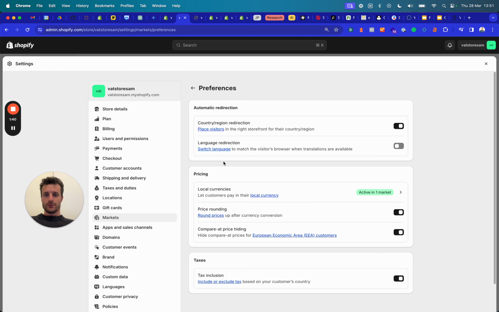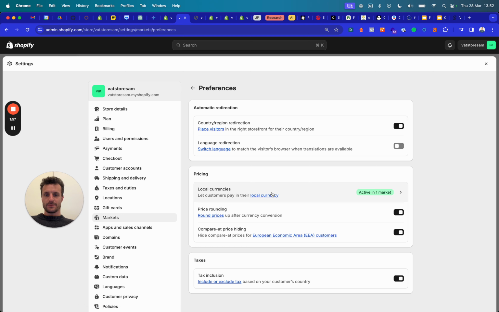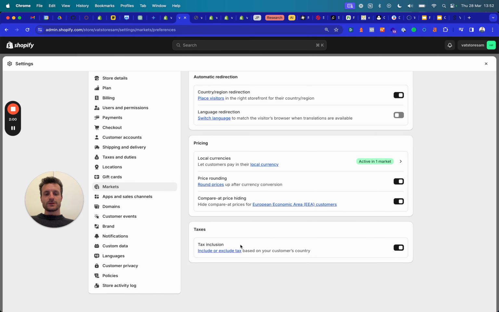So if we just click through, we see that we have actually implemented this setting. So taxes inclusion, exclude taxes based on customer's country. This is now currently checked in the preferences of the markets setup. And so we will play around a bit with the different settings to understand what the consequences are of the different combinations of these settings on the customer's journey and the customer's price to pay.